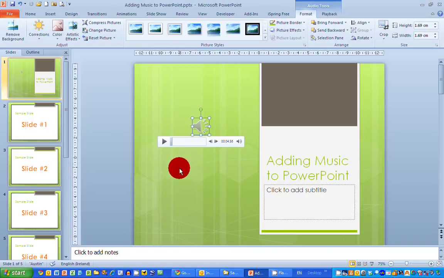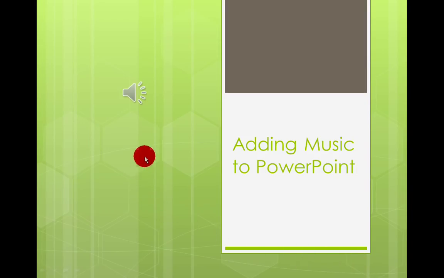So now if I run this slide, you can see over here on the left hand side I've got the speaker icon present along with my slide, and all I need to do is click on the speaker icon to play the music. So click on play, and that will keep playing the music in the file until you move on from the slide or the sound ends. So when I escape back out of that, the sound stops.